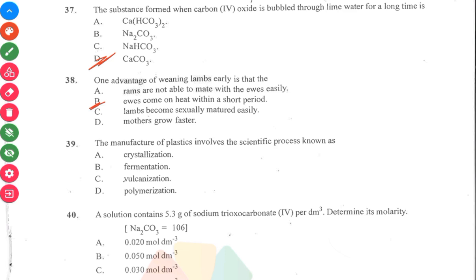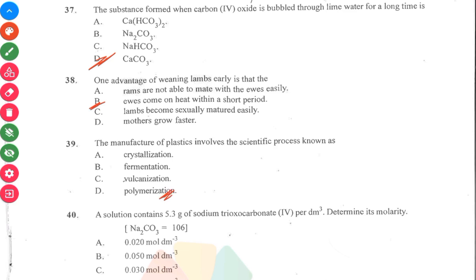Question number 39. The manufacture of plastics involves the scientific process known as A. crystallization, B. fermentation, C. vulcanization, D. polymerization. The answer is D, polymerization.